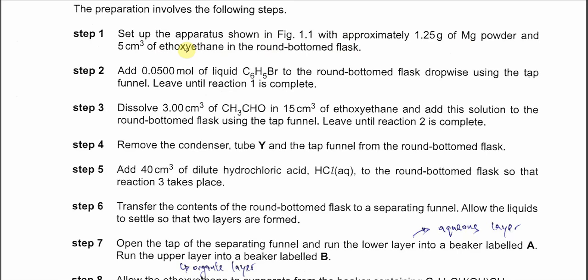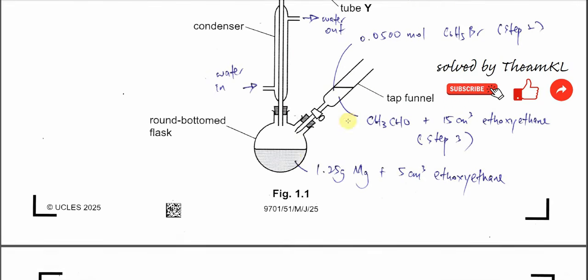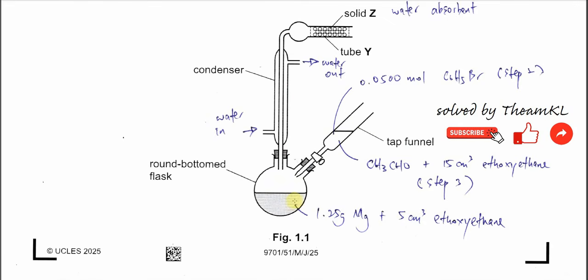The second step is to prepare the reagent. Add 0.05 moles of liquid bromobenzene to the round bottom flask, and leave until the reaction is complete, meaning the Grignard reagent has formed. It is added dropwise using the tap funnel. Initially, this is magnesium with the epoxyethane solvent.